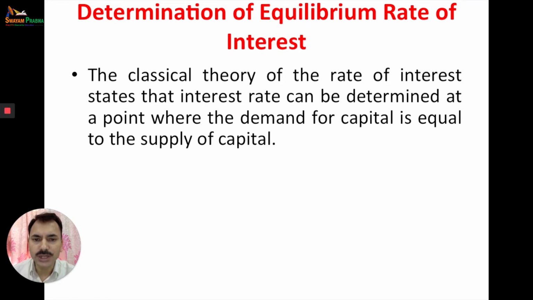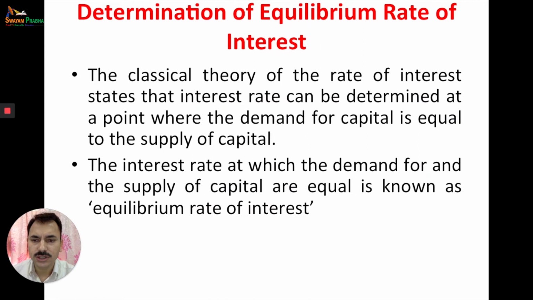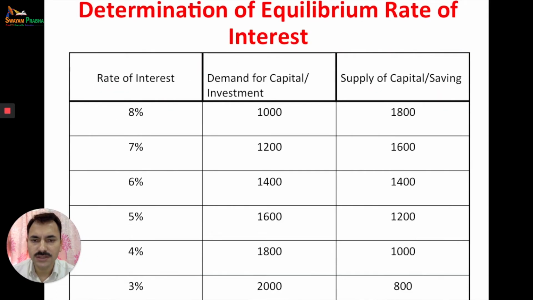Means the point where the demand for capital curve will intersect the supply of capital curve, that point will be the determinant of rate of interest. This depends upon the market mechanism, means the market forces of demand and supply, automatic adjustment. The interest rate at which demand and supply of capital are equal is known as the equilibrium rate of interest. This can be explained with the help of the following table and diagram.